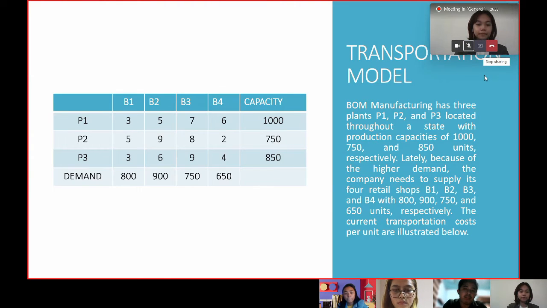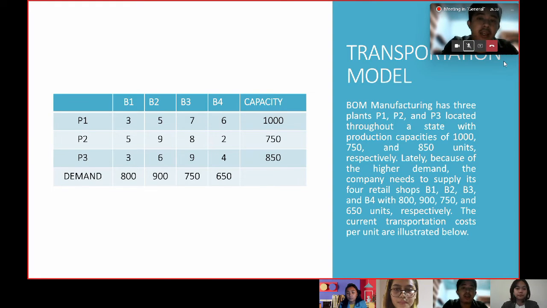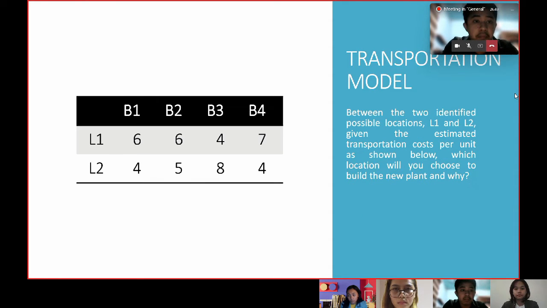In this problem, BOM Manufacturing has 3 plants, P1, P2, and P3, that all have retail shops B1, B2, B3, and B4. This table shows us the shipping fee for each plant and their respective retail shops. Next slide, please. BOM Manufacturing wanted to build a new plant from these 2 locations with this respective shipping fee or cost. Since the total demand is 3,100, it implies that the capacity should have an equal value of 3,100. The difference of the demand and capacity will be 500, which will be the new plant capacity. Next slide, please.